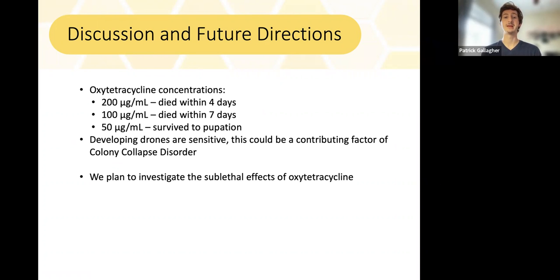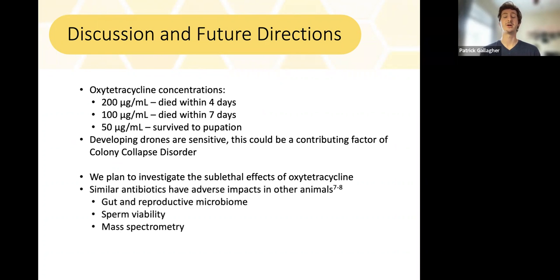In the future, we plan to investigate those unknown sublethal effects of oxytetracycline. And we already know that antibiotics have adverse impacts on other animals, such as mice and rats. To investigate these sublethal effects, we plan to rear a new batch of drone larvae, starting with 50 micrograms per milliliter and raising them to adulthood. From here, we will look at their gut and reproductive microbial communities, their sperm viability, and conduct mass spectrometry to see what concentration of antibiotics reaches their internal organs.